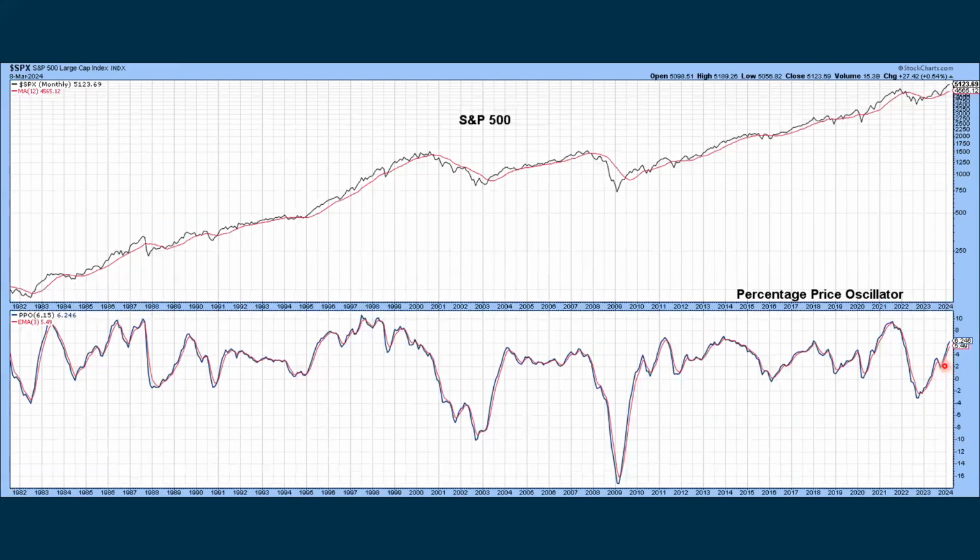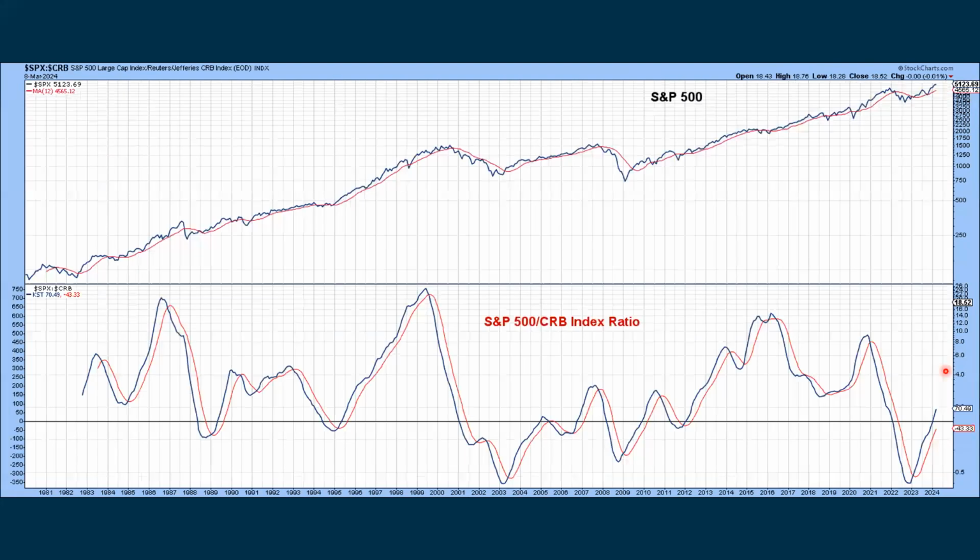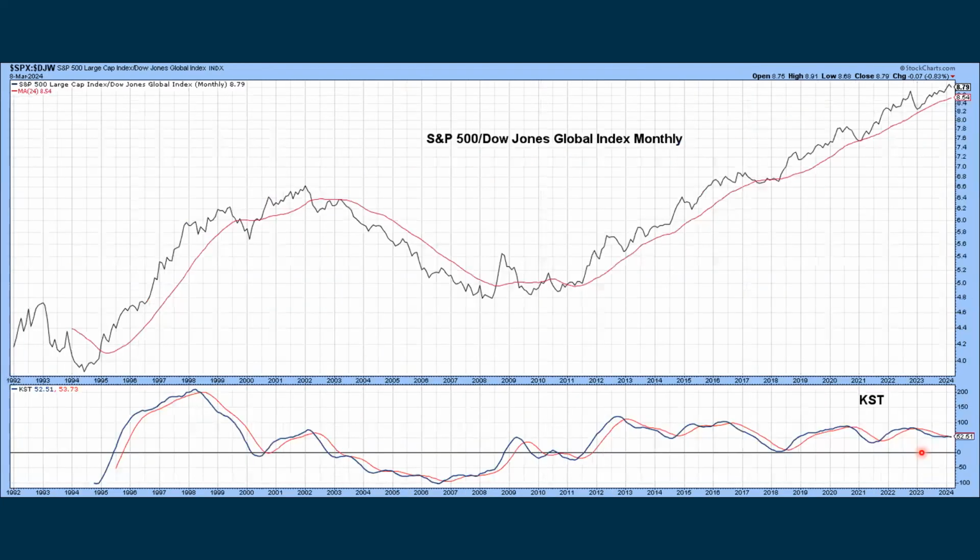Then we look at the S&P 500 monthly chart. It's above this moving average. And we have another momentum oscillator called the PPO that's also in an uptrend. So long-term, the S&P is still in an uptrend. And then we took a look at a ratio of the S&P 500 to the CRB index on a longer-term basis, also showing that stocks continue to outperform.